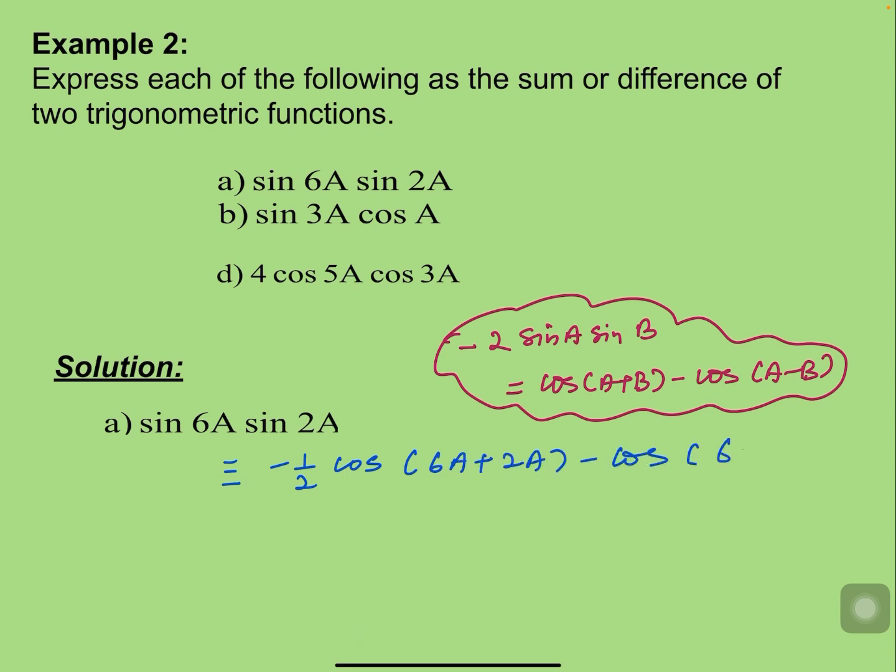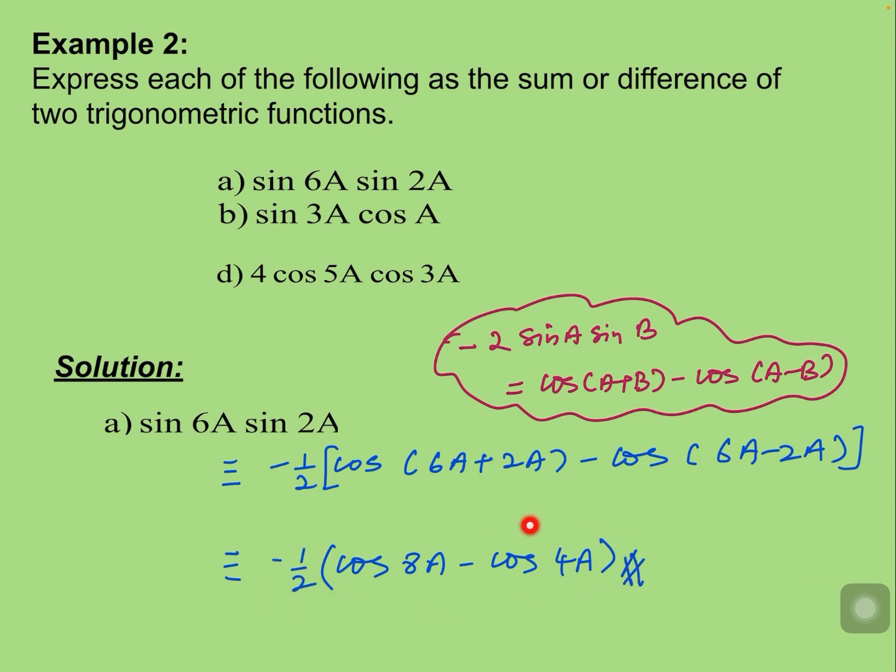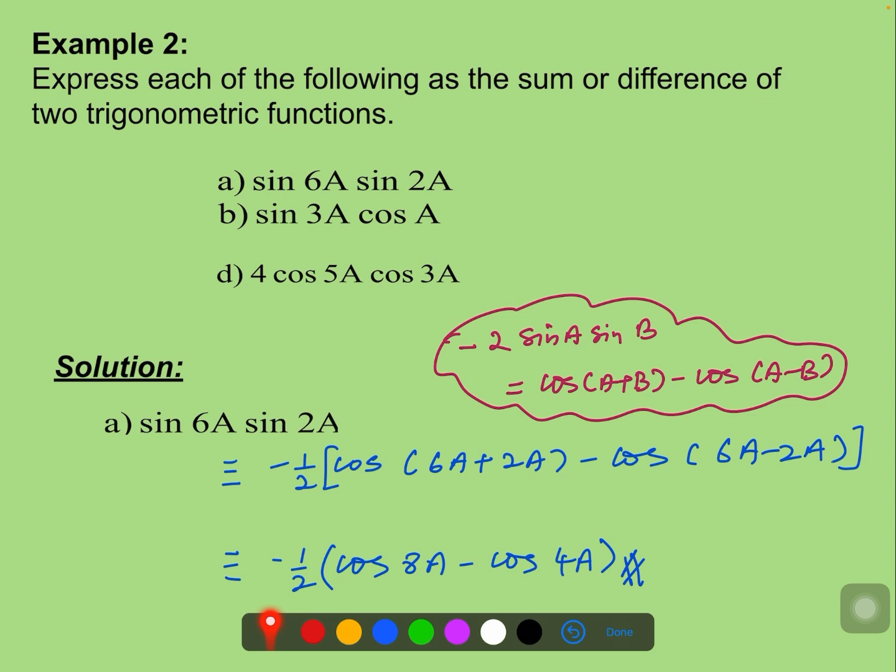So this is equivalent to minus half, cos 6A plus 2A, and then minus cos 6A minus 2A. So minus half, cos 8A minus cos 4A. So this is a difference of two trigo functions, from a multiplication, or a product, of two trigo functions.